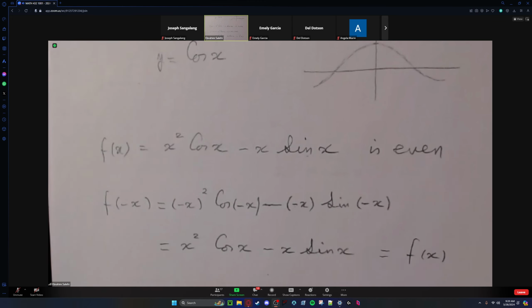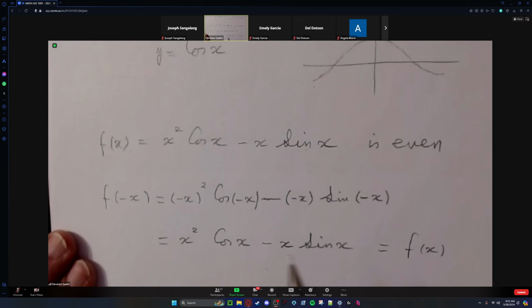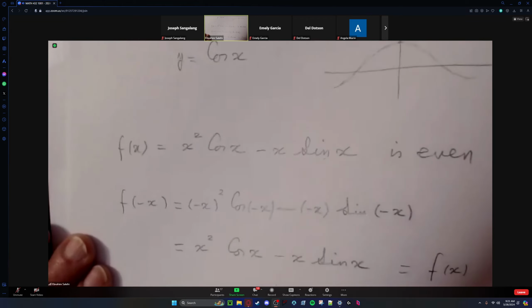That is how we prove that the function is even. You replace x by negative x and show that, all right, they are the same. What is the advantage of knowing a function is even in our discussion today? Well, when a function is even, here is the advantage.